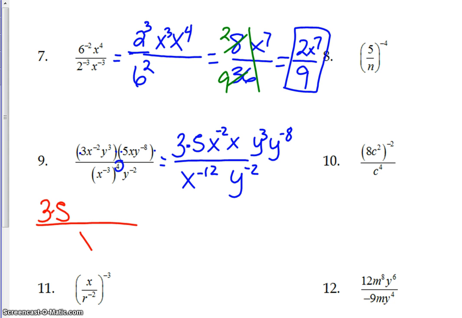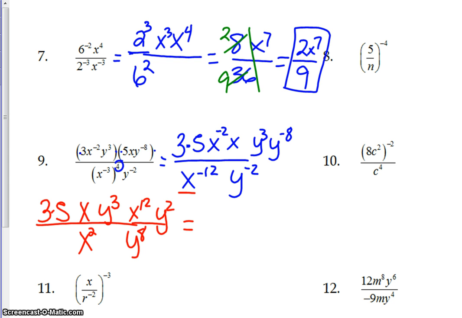The x to the second, negative 2, I'd make it x to the second in the denominator. The x was fine there. The y to the third was fine. The y to the negative 8th, I'd make it y to the positive 8th there. This x to the negative 12th, I'll put it over here. I've got to have a spot for it, x to the 12th. And then that y to the second there, I need to put it in the numerator.